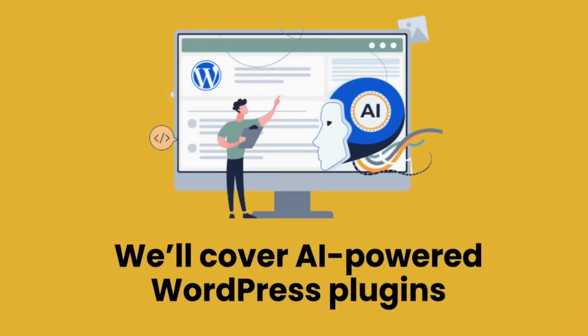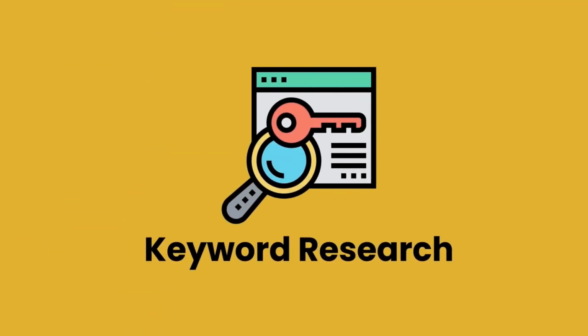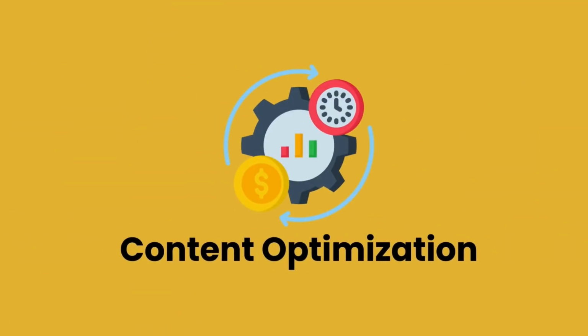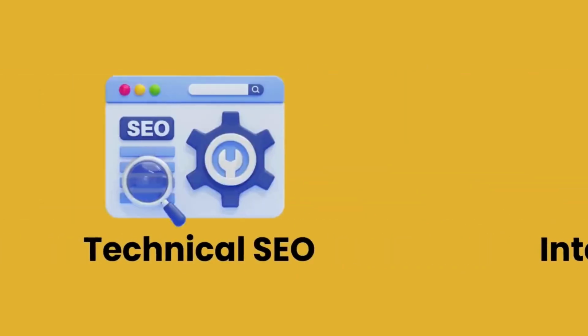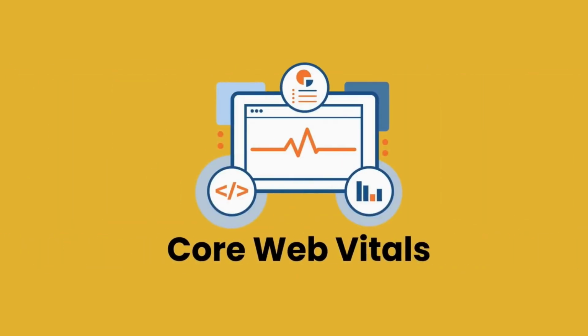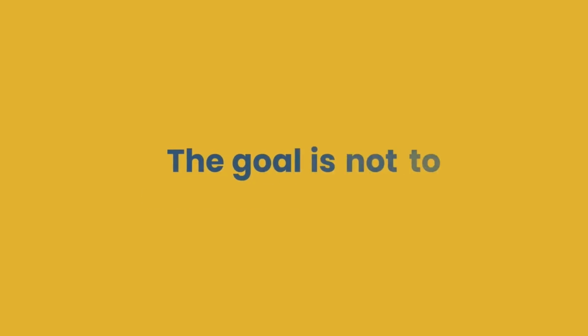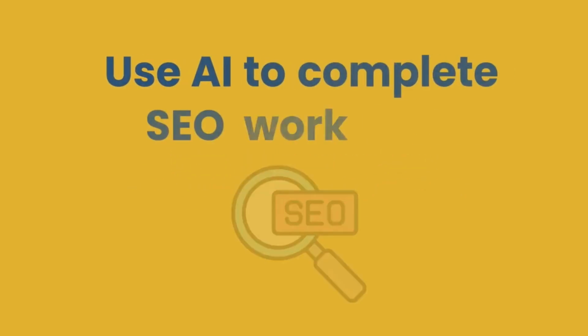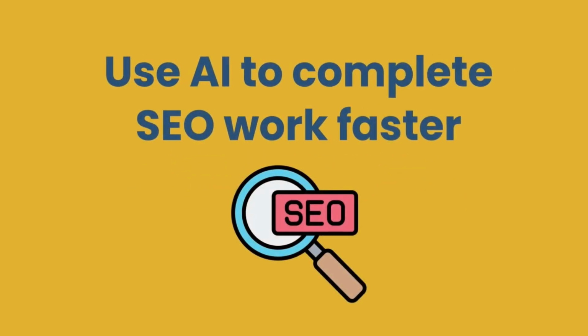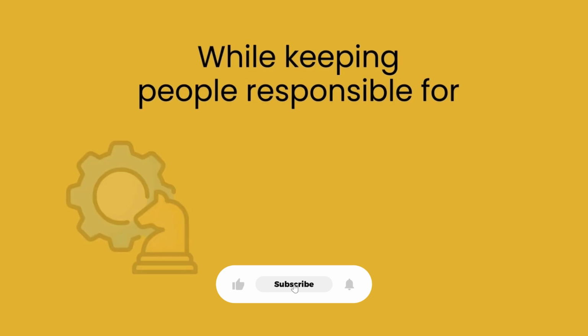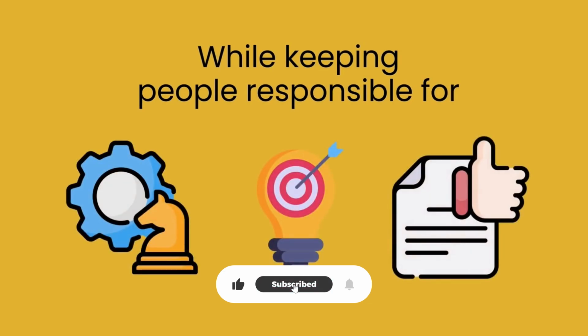Today's video is about how to use AI to improve WordPress SEO. We'll cover AI-powered WordPress plugins, keyword research, competitor analysis, content optimization, internal linking, technical SEO, core web vitals, and content updates. The goal is not to automate everything. It is to use AI to complete SEO work faster while keeping people responsible for strategy, accuracy, and final approval.